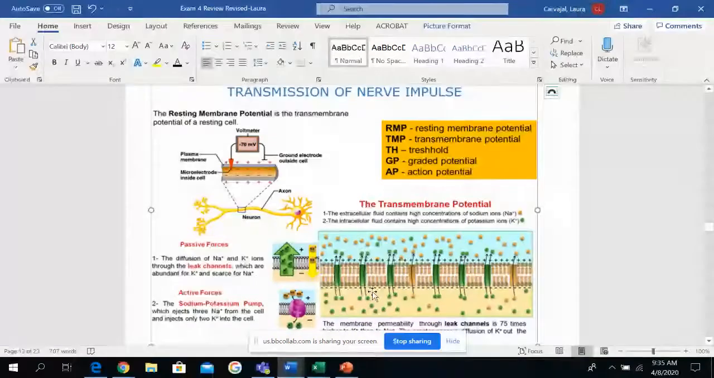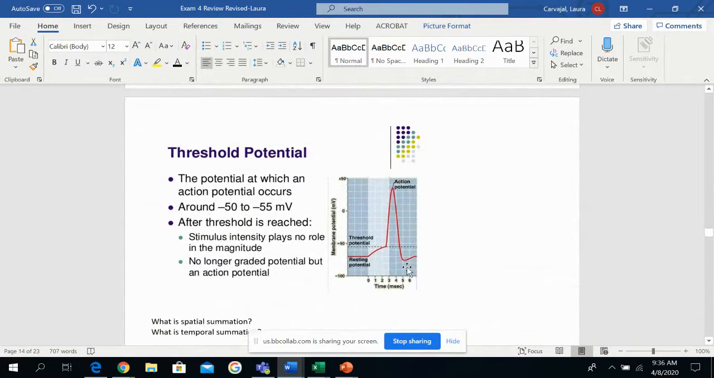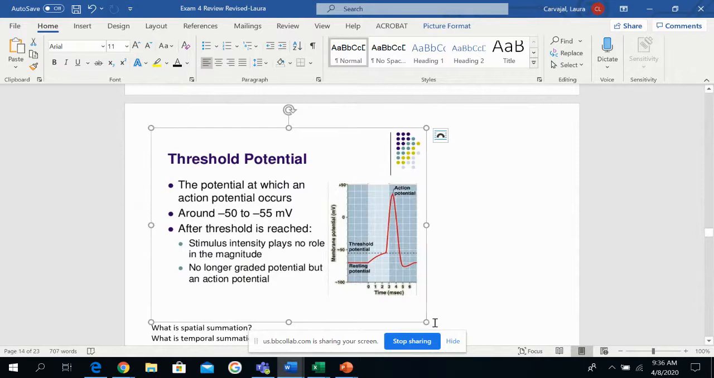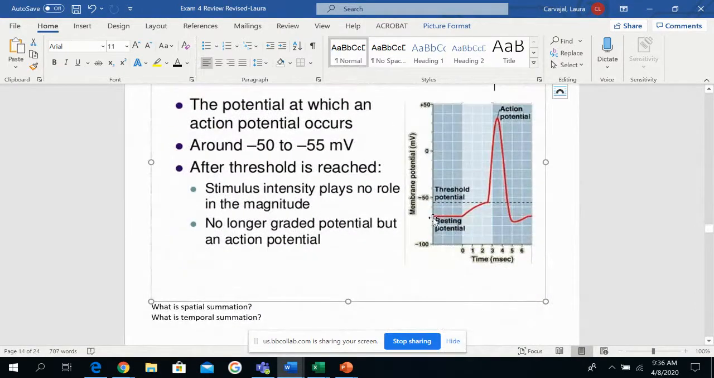To restore it back to its original negative 70 millivolts, you repolarize. So let's get into that: the repolarization and the hyperpolarization. Here is an actual graph. We're at negative 70 here. The threshold is what we need in order to depolarize enough so that it sends out the action potential. That is called the all or nothing principle.